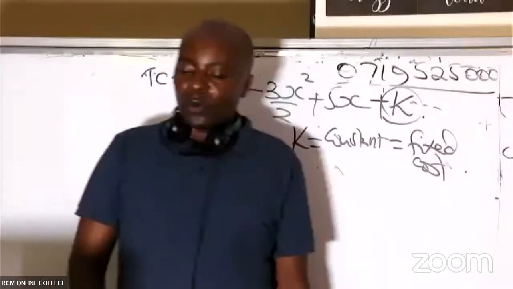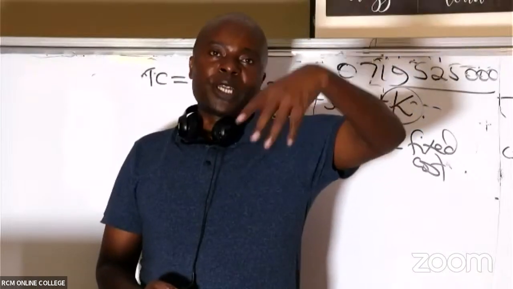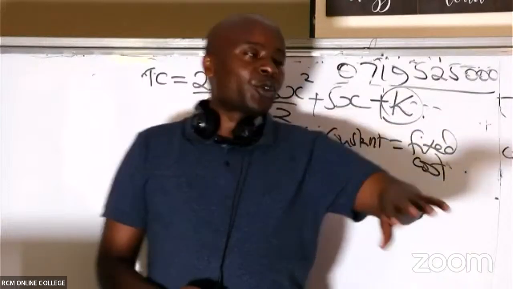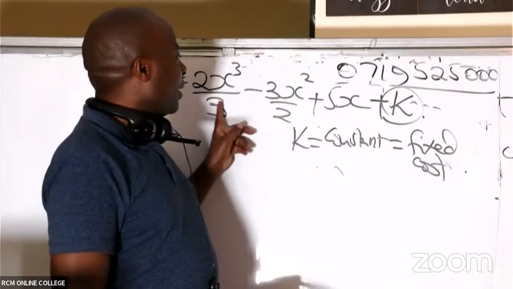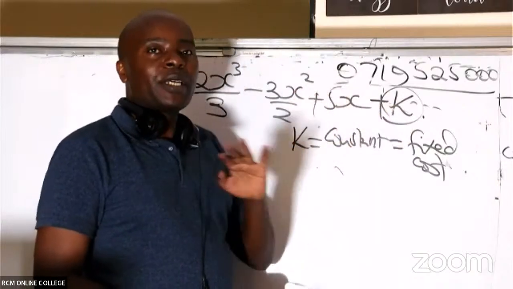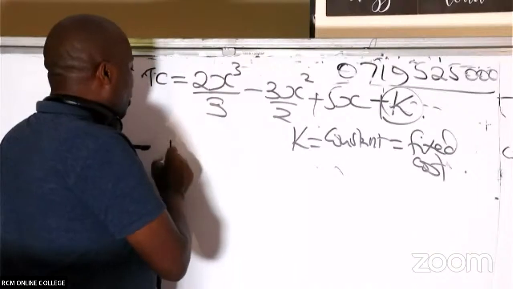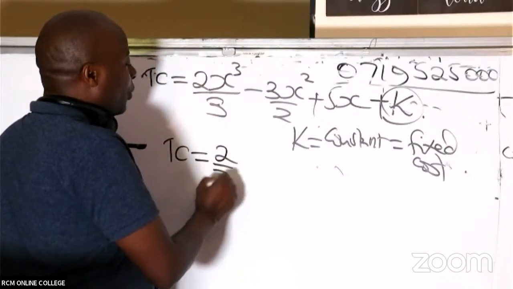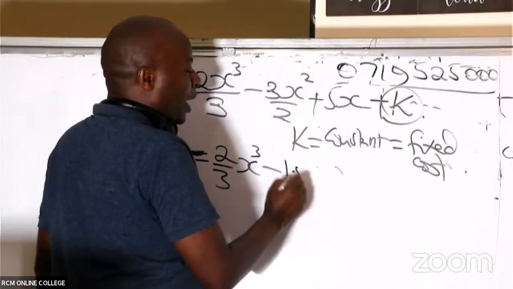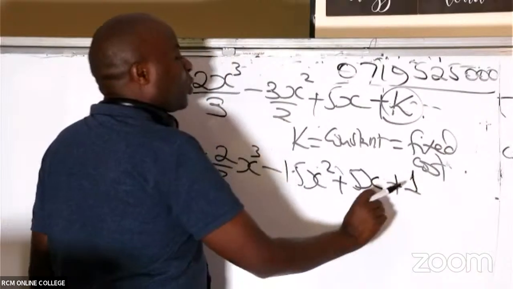So remember, we have got 2 types of costs. Costs that vary with output: the more you produce, the more the cost. And then we have costs which are ever constant, like rent. In this case, you can see these ones have x, so they are variable. But now we have one cost here which is always constant, which is the fixed cost. So then my total cost here will be 2 over 3 x raised to power 3, minus 1.5 x squared, plus 5x, plus the constant, which so many students were writing here as 1,000.